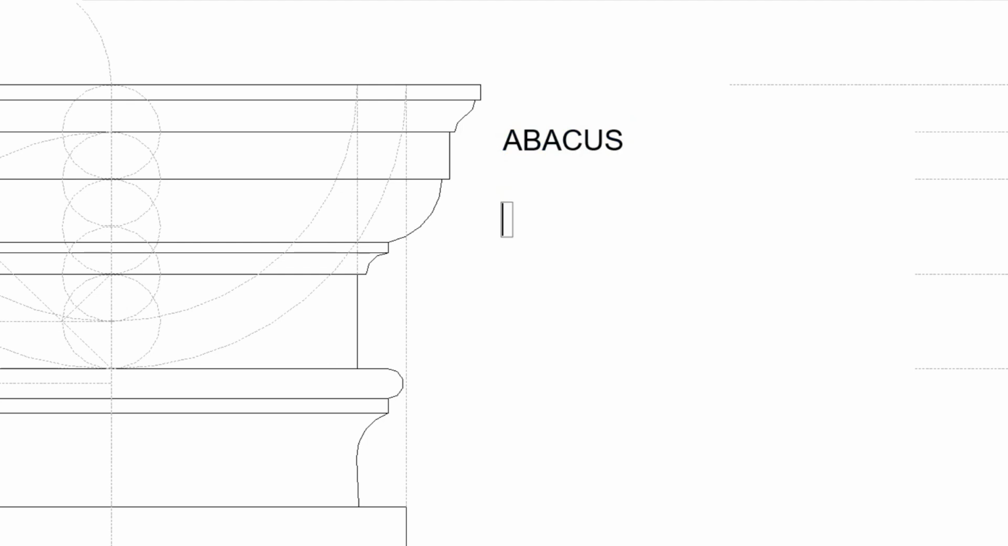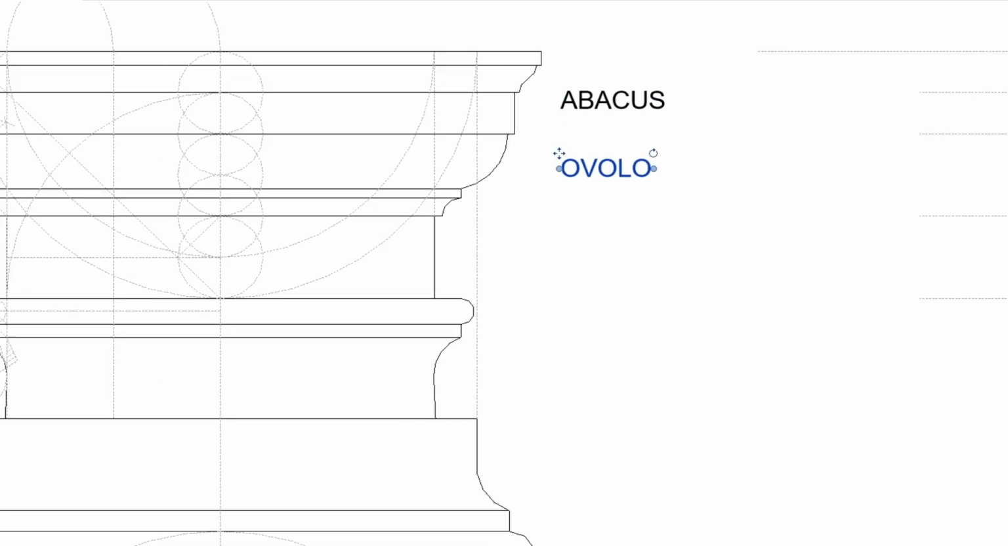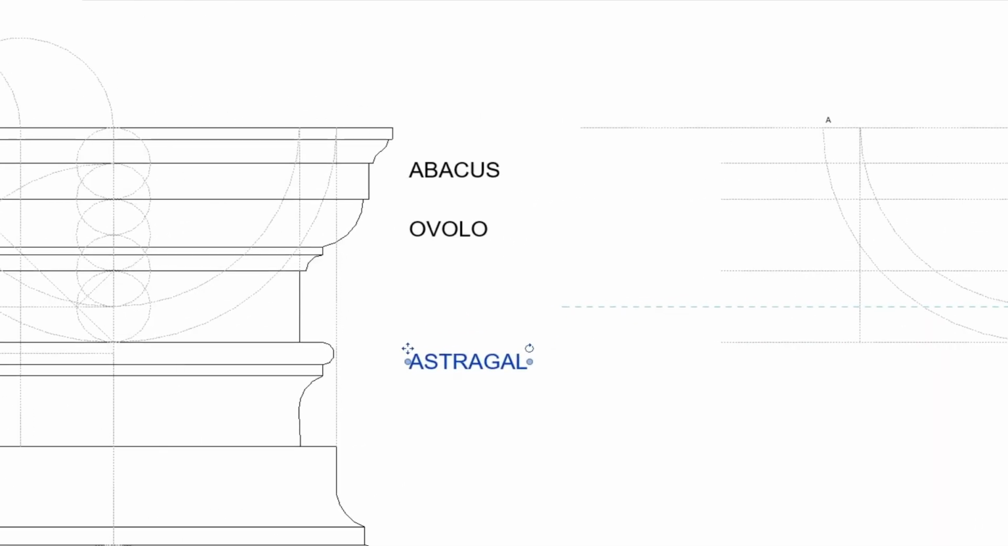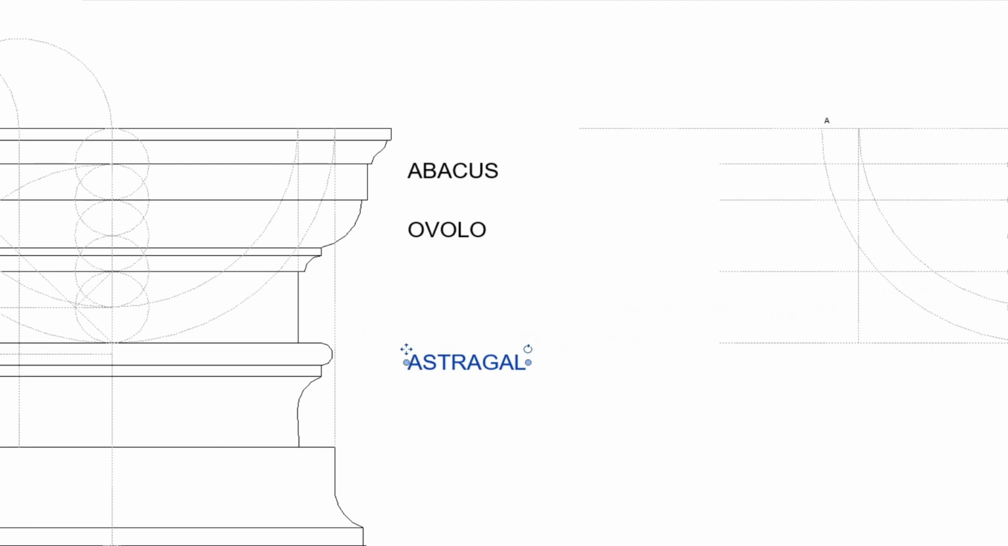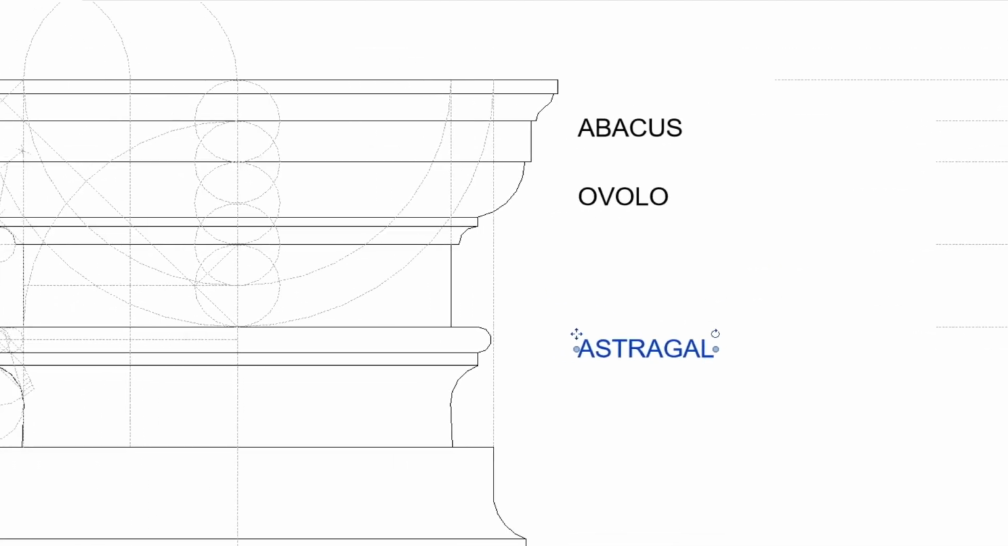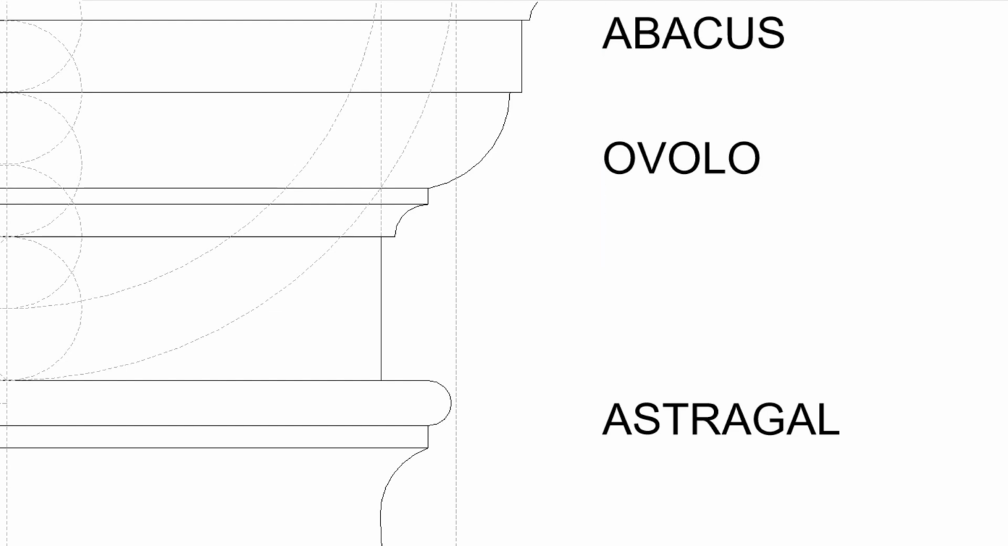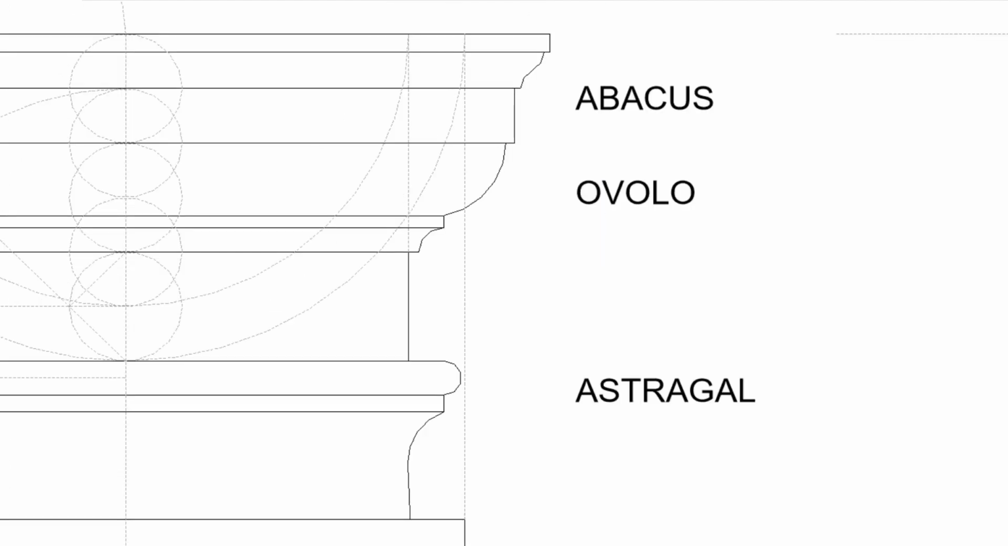This curvature here is the ovolo, don't know how to pronounce that one. This is the astragal here. I'm not very good at pronouncing these names. I don't know how to pronounce it, but I do know how to draw it. And that's what I'm teaching you. So some people call this the necking, the bit between the ovolo and the astragal.